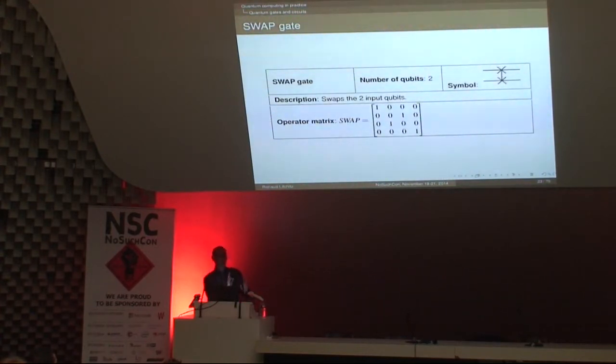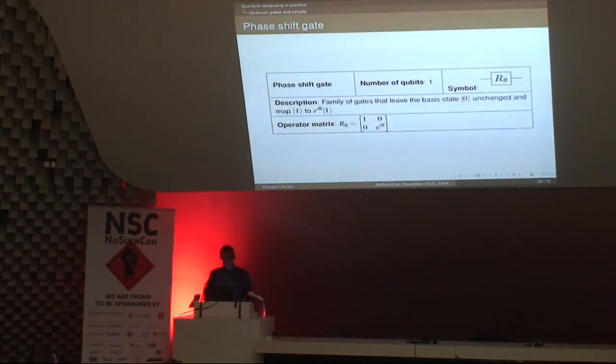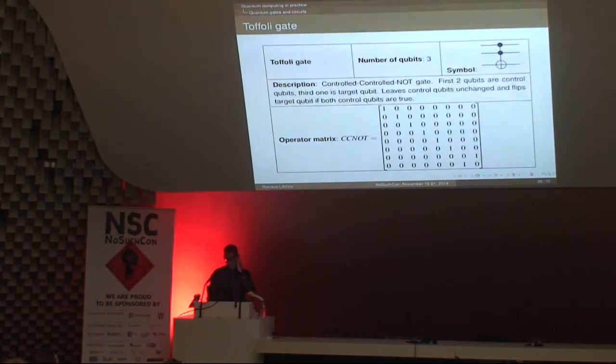The swap gate will simply swap two qubits. So this one is easy. And the phase shift gate will only change the phase of the qubit wave. This is also a way to mix the qubit state. And the last one is the Toffoli gate, which is a big one. It's a controlled-controlled NOT gate. That is to say, it will flip the third qubit if both of the first two are true.